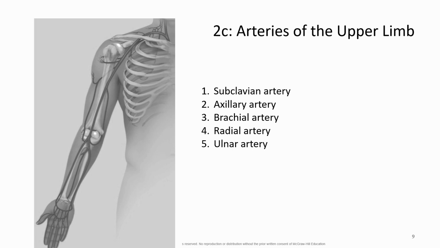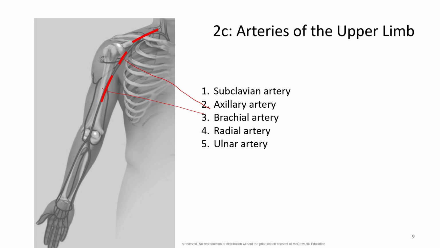Now, if you go to the arteries of the upper limb, we know the subclavian now. When the subclavian reaches your armpit, your axilla, it becomes the axillary artery. So that's going to be that. And from there, once it leaves the axilla and gets to the biceps brachii, it becomes the brachial artery. And then, of course, further down, it will split into the ulna and the radial artery.